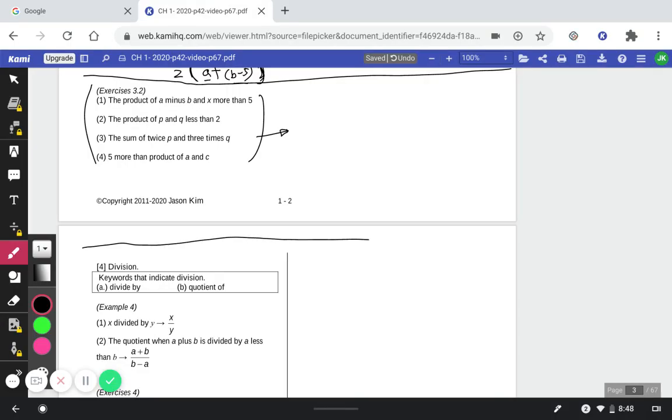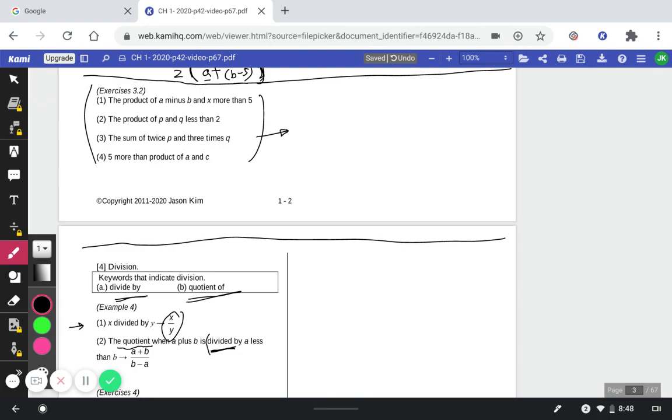Okay, this time we are going to talk about the fourth operator out of the basic 4 operators, which is division. The keywords or vocabulary that indicate division are "divided by" or "quotient of". So for example, x divided by y, that's divide obviously. Or the quotient of a plus b divided by a lesser than b. Quotient means find the answer.